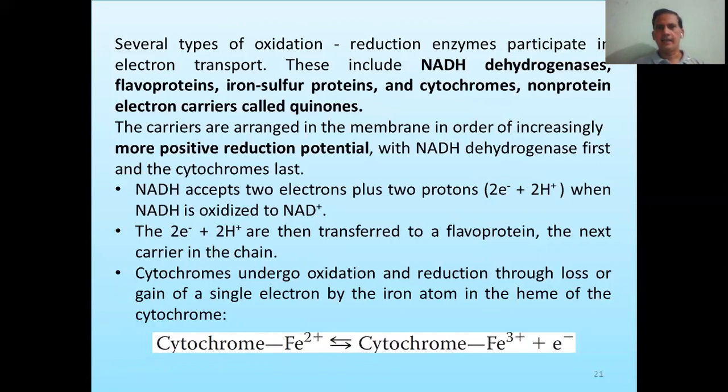This NADH accepts 2 electrons as well as 2 protons when oxidized to NAD+. These 2 electrons and the protons are then transferred to flavoprotein, which is next in the chain. Ultimately, the cytochromes, which are the last in this particular chain, undergo oxidation and reduction by accepting electrons and protons from the flavoproteins. There is usually a loss or gain of a single electron, which is mediated by iron. You can see this particular reaction here, cytochrome having Fe2+. When it loses one electron, it becomes Fe3+. So there is oxidation going on.